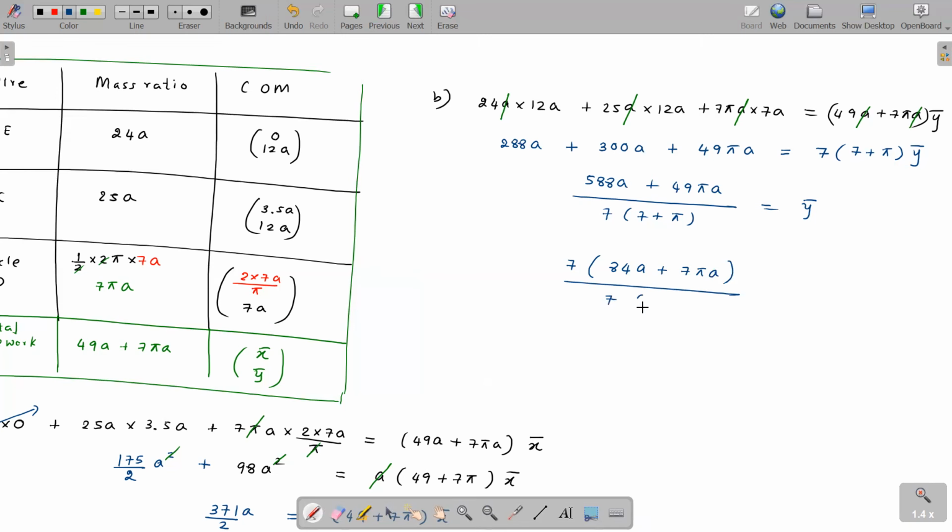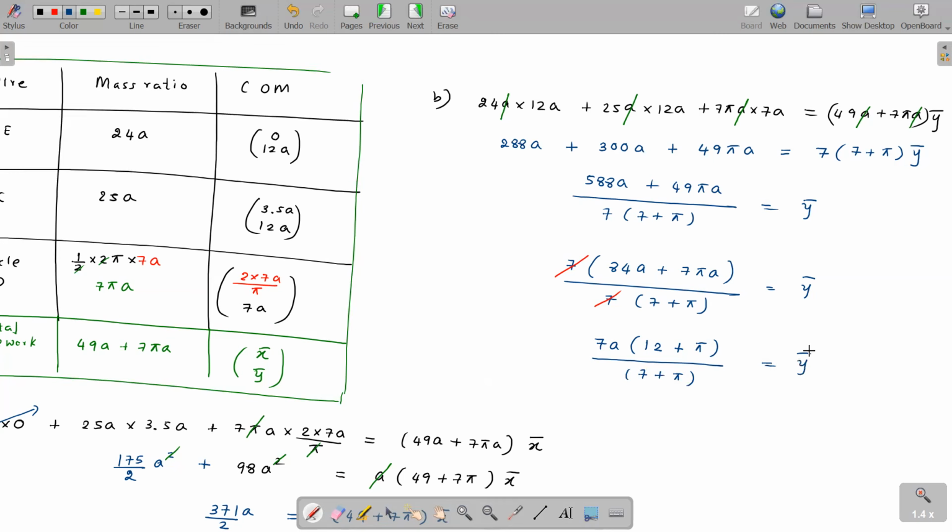Then you can see I can definitely cut off 7 to 7. Right? Is there anything else from 84? 84 also I can take a 7 out. Take a 7 and A out. 84 divided by 7 is 12. So I took the A out. So 12, the 7 and A go, so you get 5 here, over 7 plus pi, equals y bar.